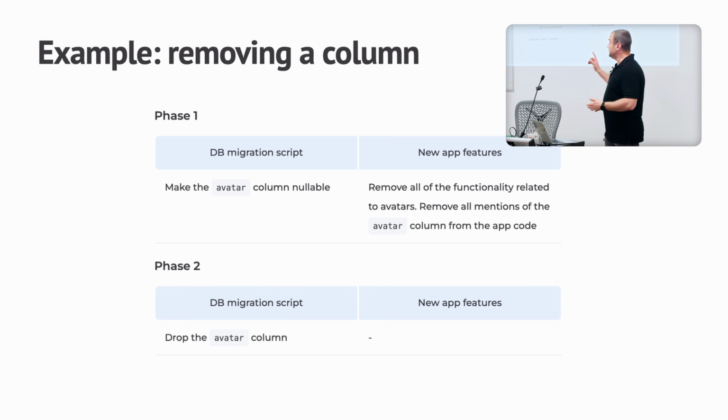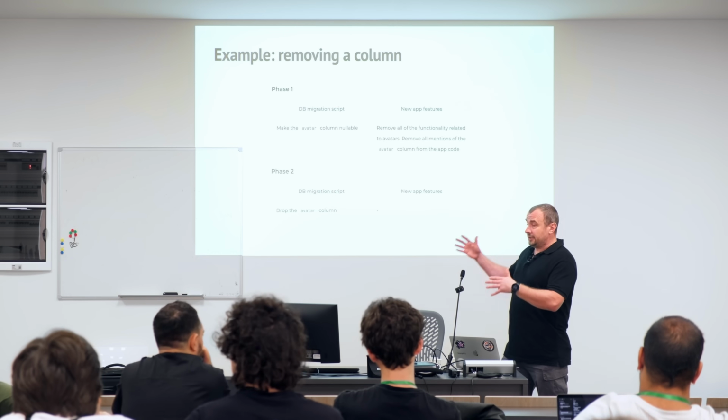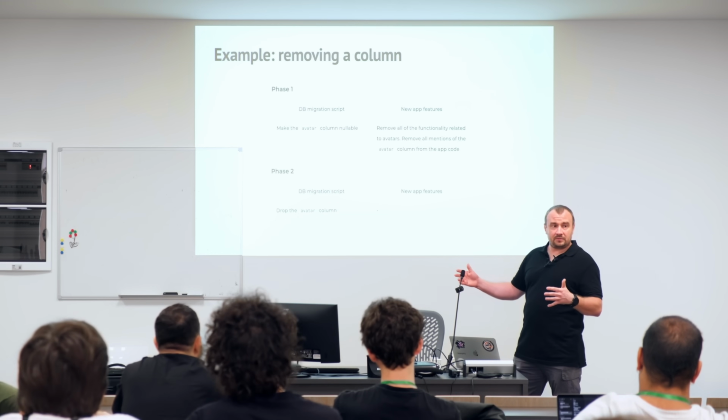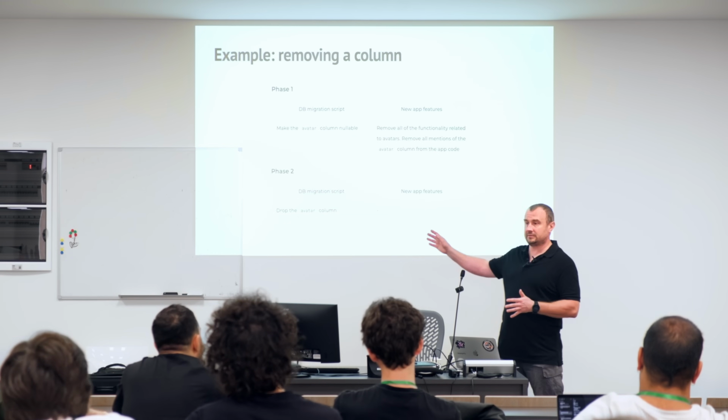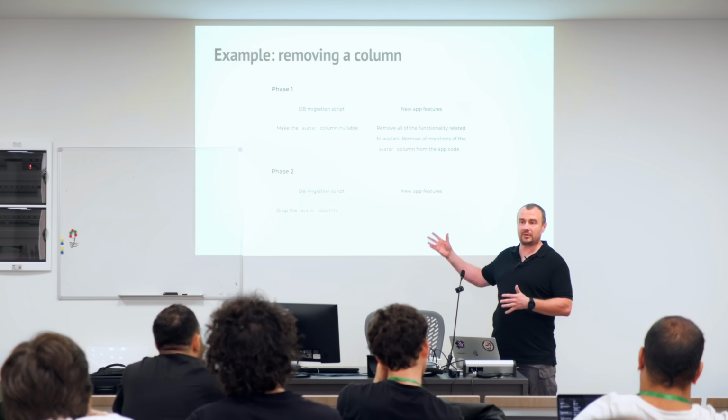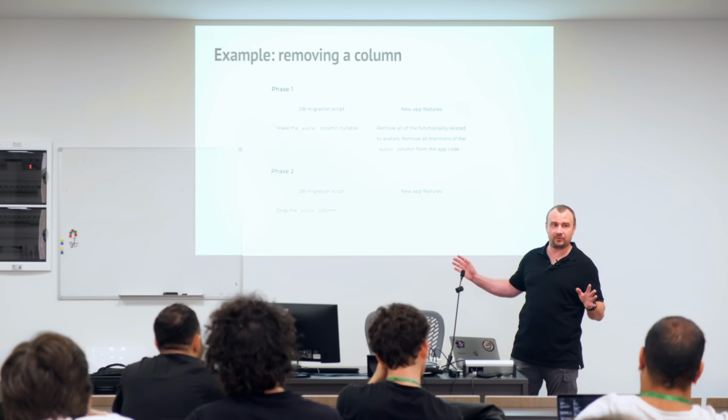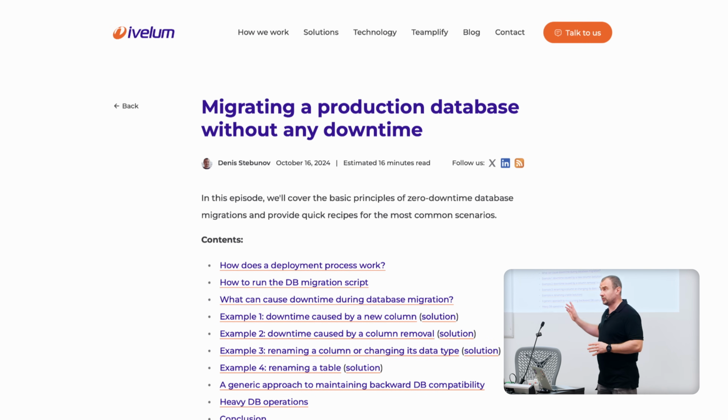So again, we are splitting our deployment into two phases. In phase 1, we make this column nullable, and we remove all mentions of it from the code, so that the application no longer reads or writes, or is not aware that this column exists. And we deploy it. After it's successful, we can just drop the avatar column in the next phase, and we're good. I wrote a blog post that describes all of this in detail.